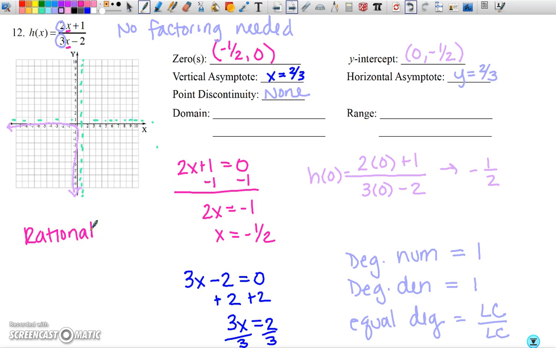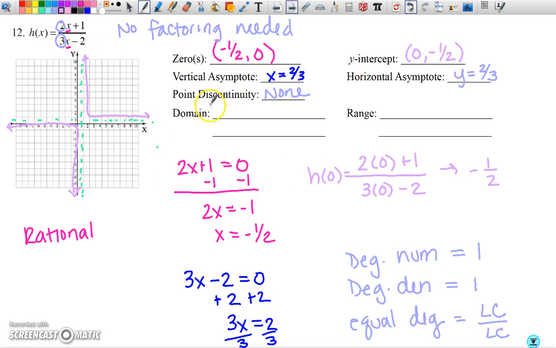And then to find out where the other piece of the graph needs to go, you need to plug in a value. And so something like 2, and see what you get out. And if you plug in 2, you end up getting 5 over 4, which is just over 1. So it ends up here. So that gives you your graph on this side as well.